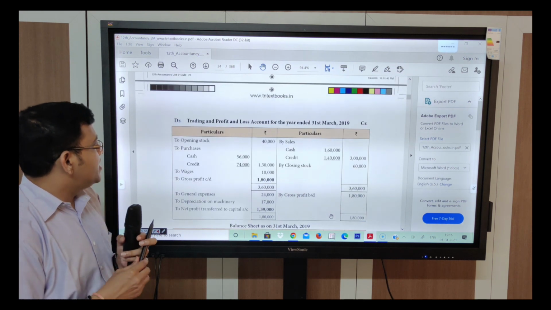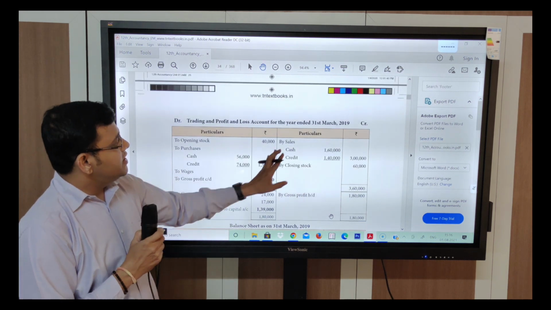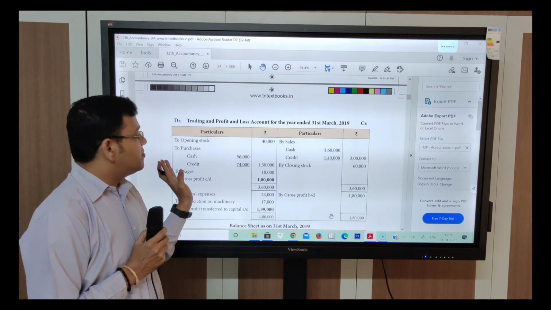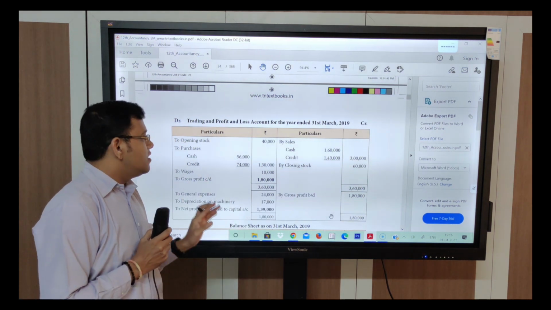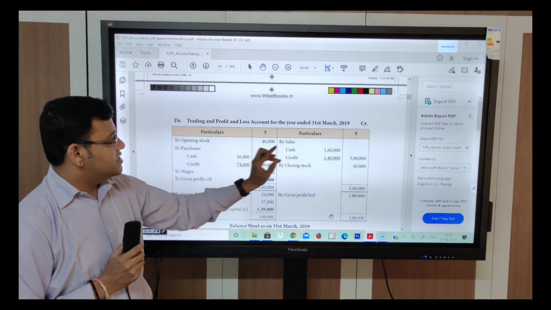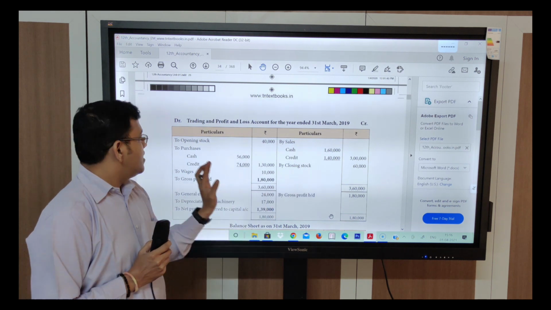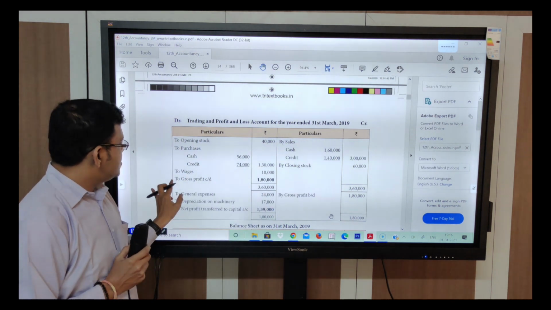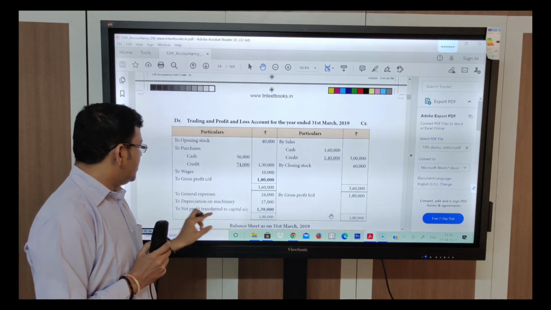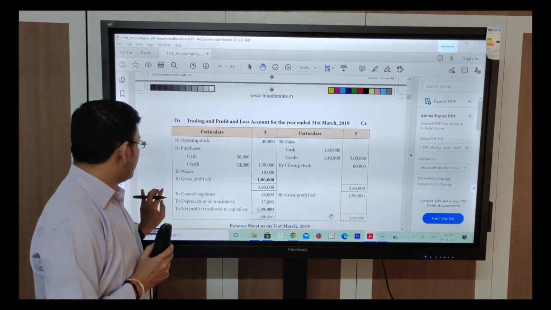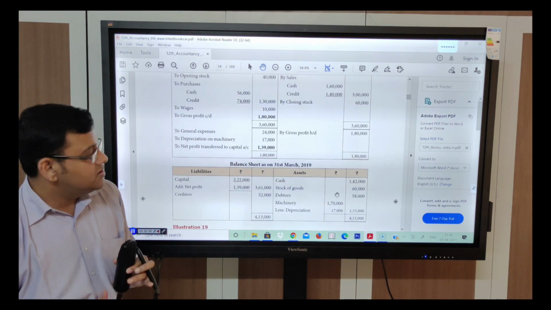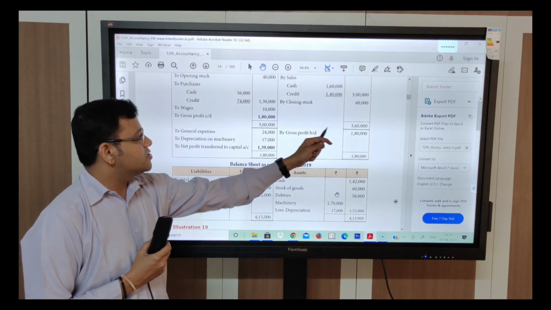So we prepare the P&L account. As usual, the cash sales and credit sales, closings. We prepare the trading and profit and loss account. We have the opening stock and the closing stock, and then we have the sales, which is cash and credit sales, and purchases, wages. This will be the gross profit. This will transfer over here by gross profit.